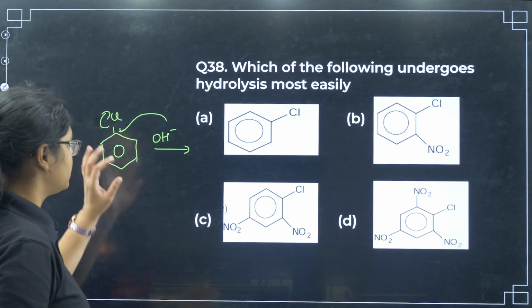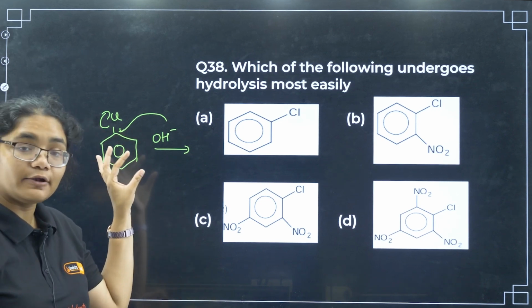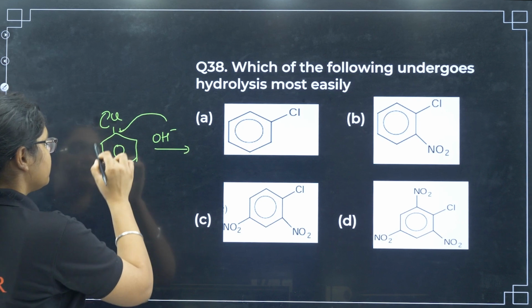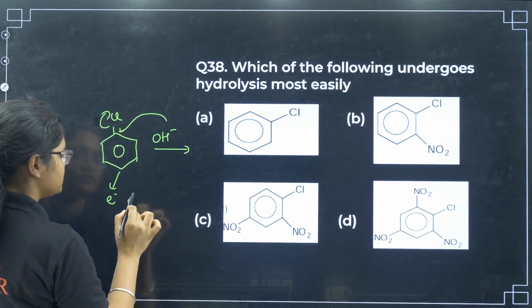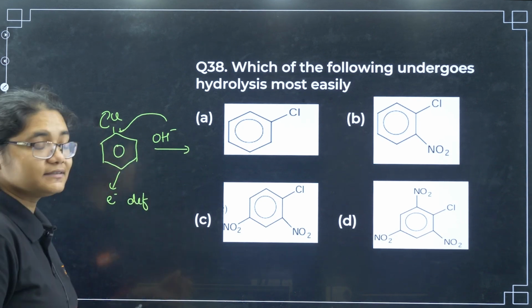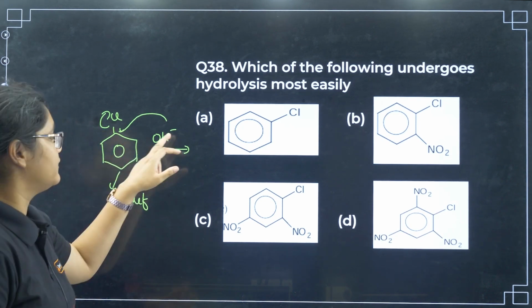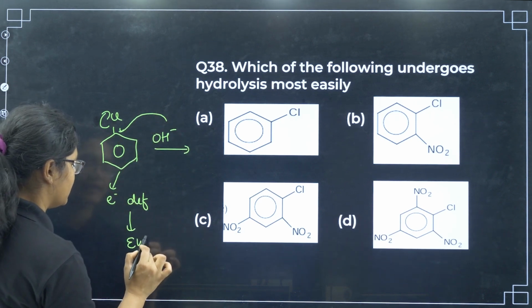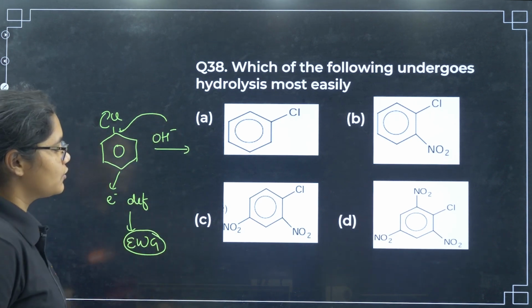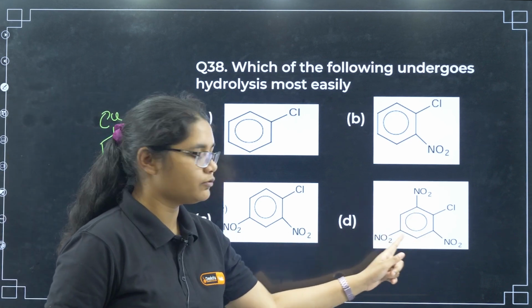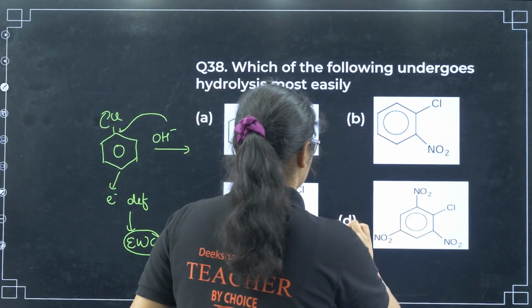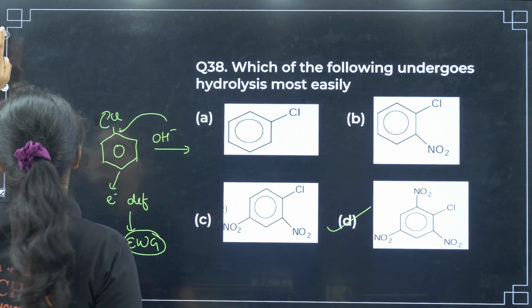Generally, haloarenes do not undergo nucleophilic substitution reactions, but if the ring is electron deficient, then a nucleophile can attack. And how can we make it electron deficient? By adding electron withdrawing groups. So I have 3 electron withdrawing groups here, which makes the ring more electron deficient, and the nucleophile can attack, so option number D.